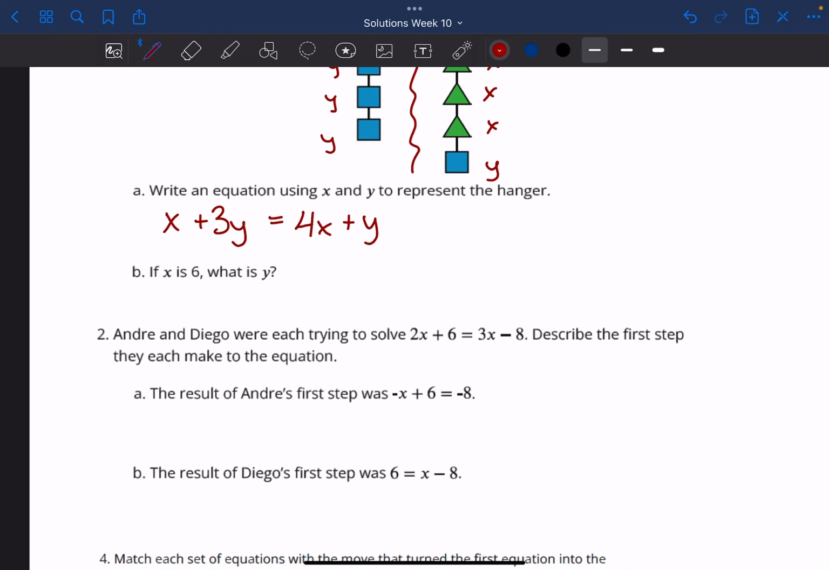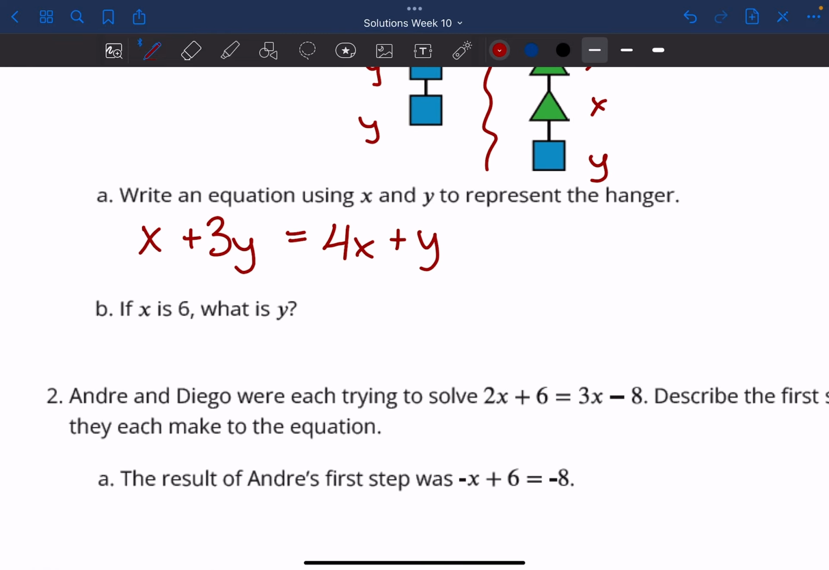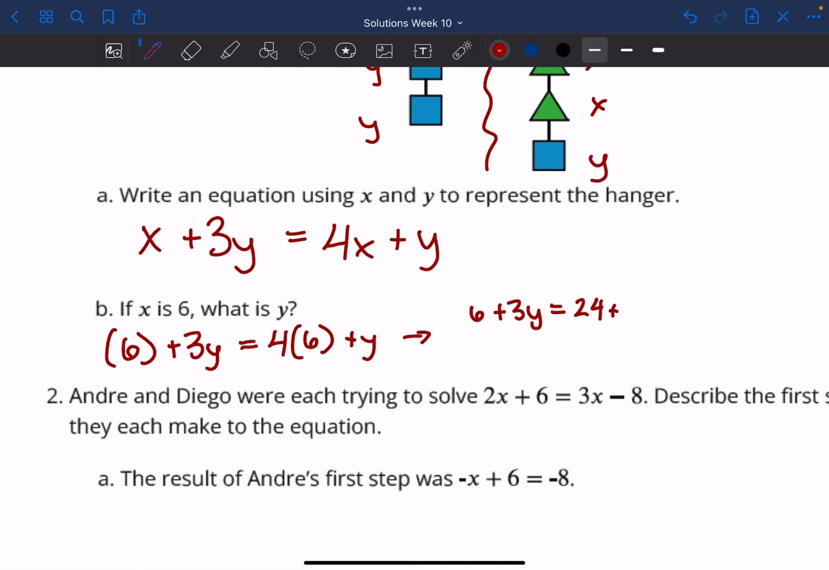Now what they're asking in the second part is that if x is 6, what is y? So that just means we're going to replace x with a 6 and try to solve. So 4 times 6 plus y. So this creates 6 plus 3y equals 24 plus y.